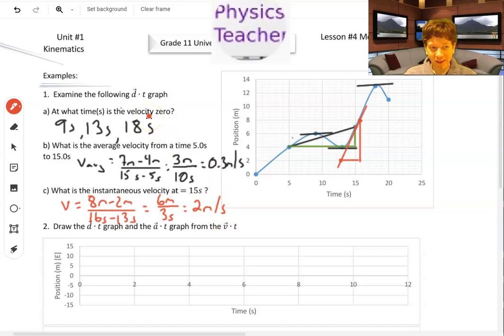And different students might choose slightly different slopes based on how you draw your tangent, but you should not be getting things like 0.1 meters per second or 5 meters per second. You might get 2.2 or 1.8, right? But the slope shouldn't be too different.